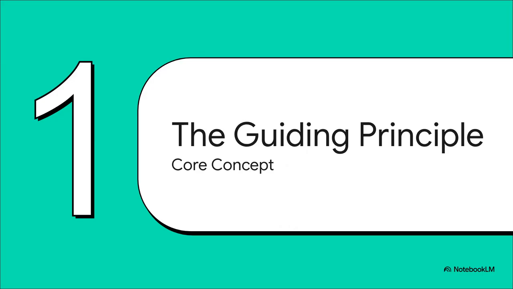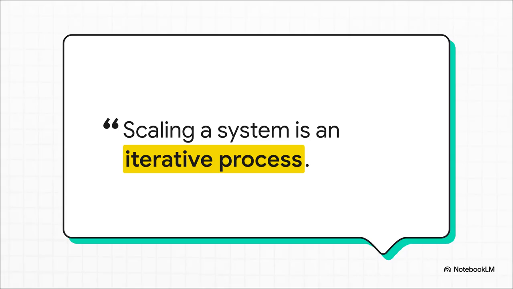Okay, before we jump into the nitty-gritty and start drawing out our master plan, there's one core idea, one guiding principle that you absolutely have to understand. It's the foundation for everything we're about to do. And here it is. This is the golden rule, you guys. Scaling a system is an iterative process. You got to get this into your head.